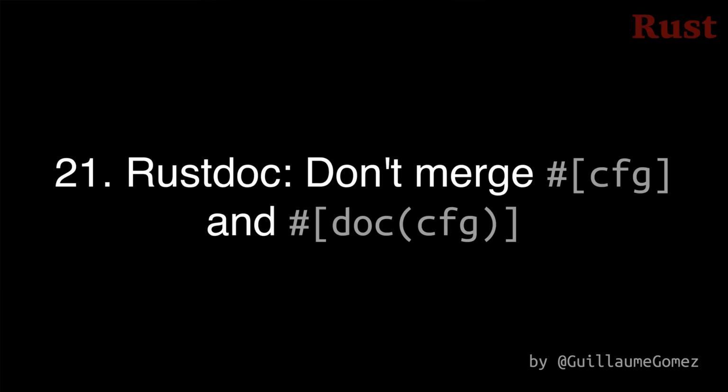Now it's time for rustdoc changes. Number 21. Rustdoc's handling of the cfg and doc(cfg) attributes was improved so it properly documents the requirements for an item to be used when the cfg and doc(cfg) are not identical.